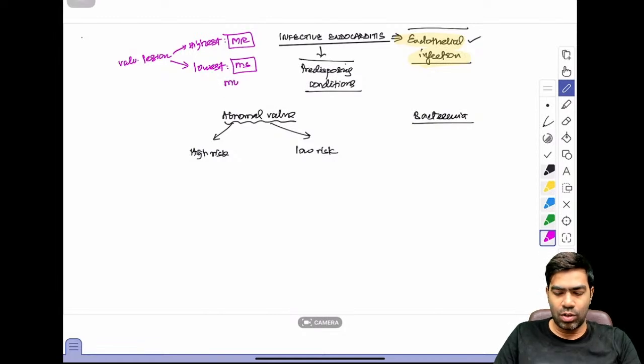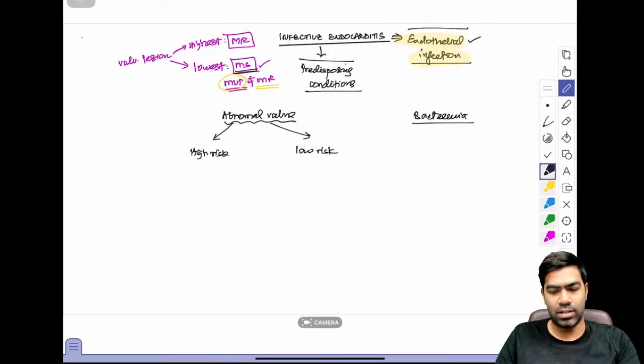Suppose there is an option called MVP without MR. This can be considered even lower risk compared to mitral stenosis, because here you don't even have a regurgitation. It's just a mitral valve prolapse, and that's not going to result in infective endocarditis by any chance. So the risk is almost zero in a patient with MVP without MR. But if you don't have MVP without MR in the options, then the least risk of infective endocarditis among valvular lesions is going to be mitral stenosis.